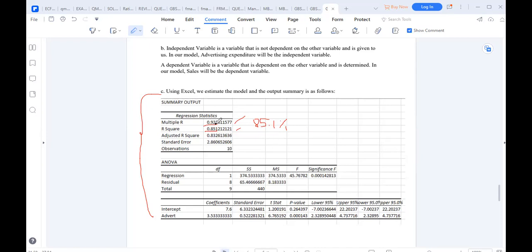I don't know how you're identifying multiple R as positive, because they all seem to be point something. The multiple R can come out as negative or it can come out as positive. In this case, there's no sign. Whenever there's no sign, it's a positive R. Are we clear?